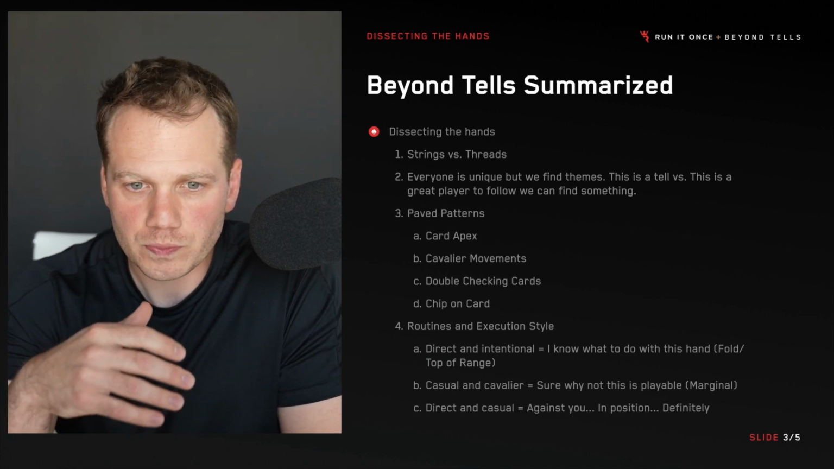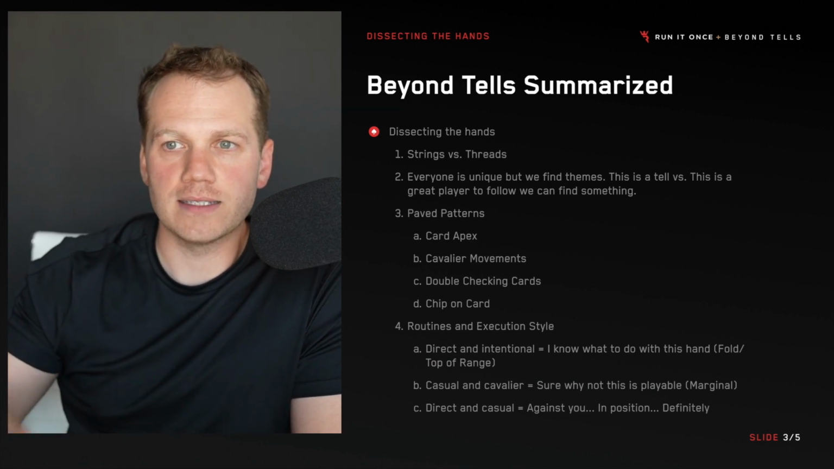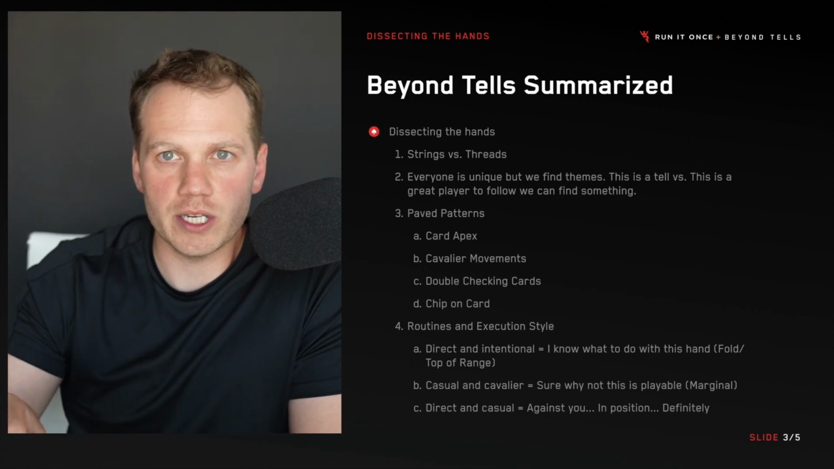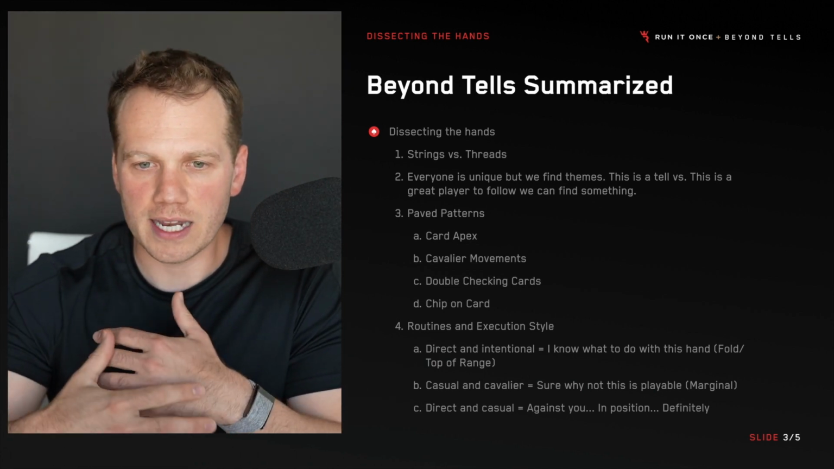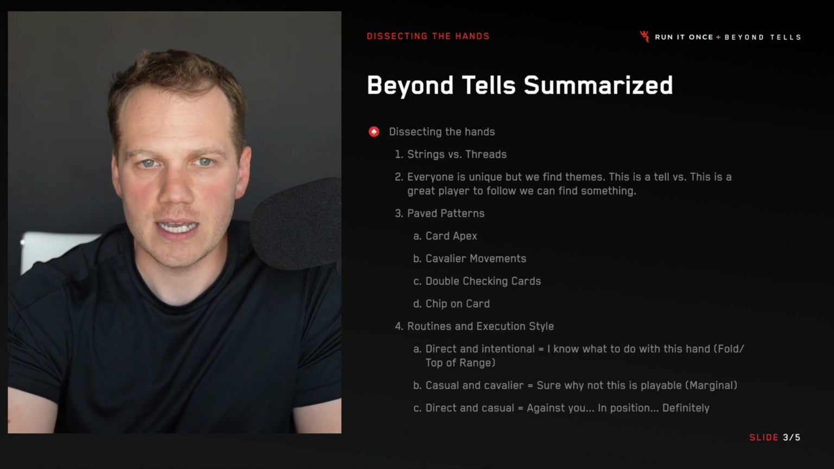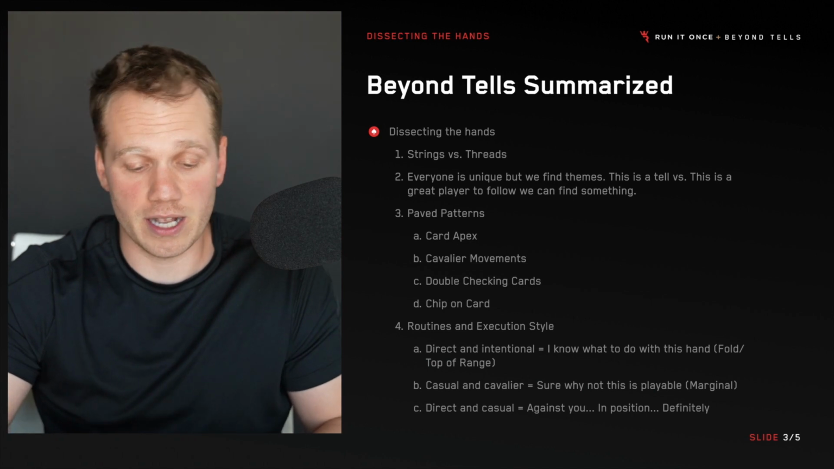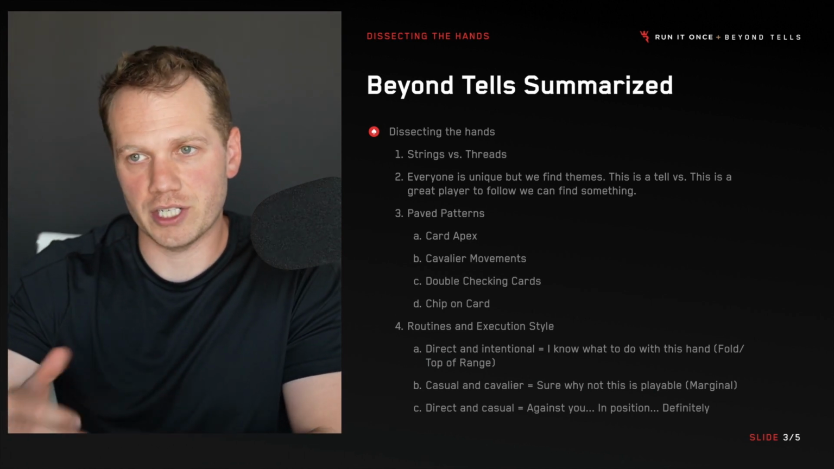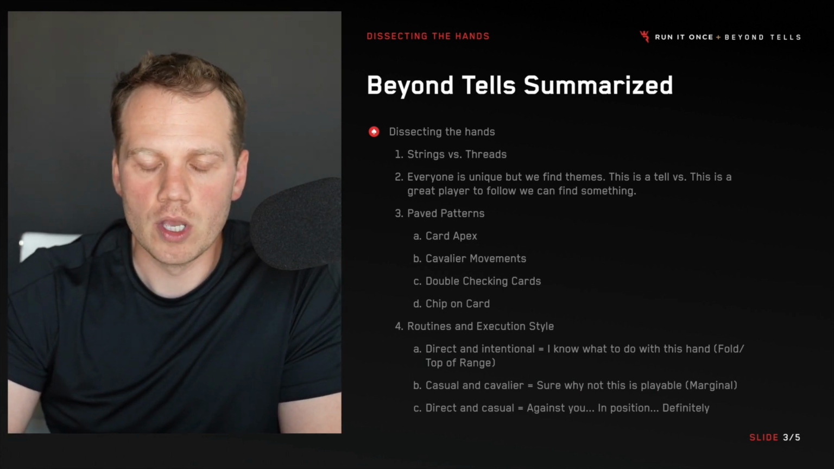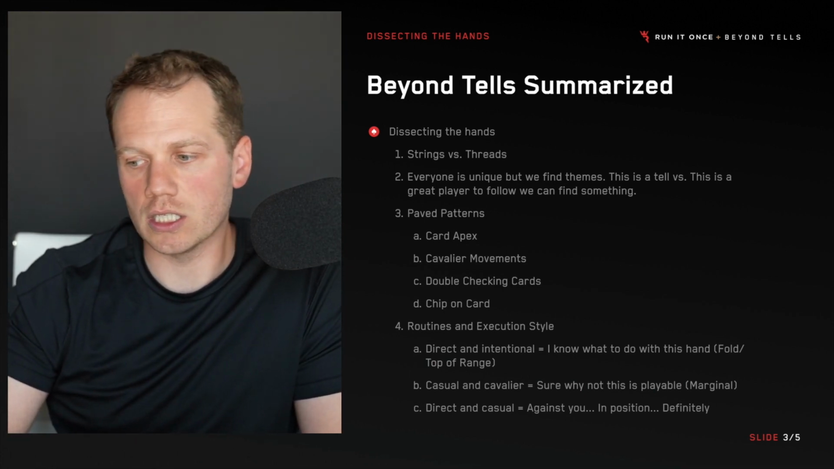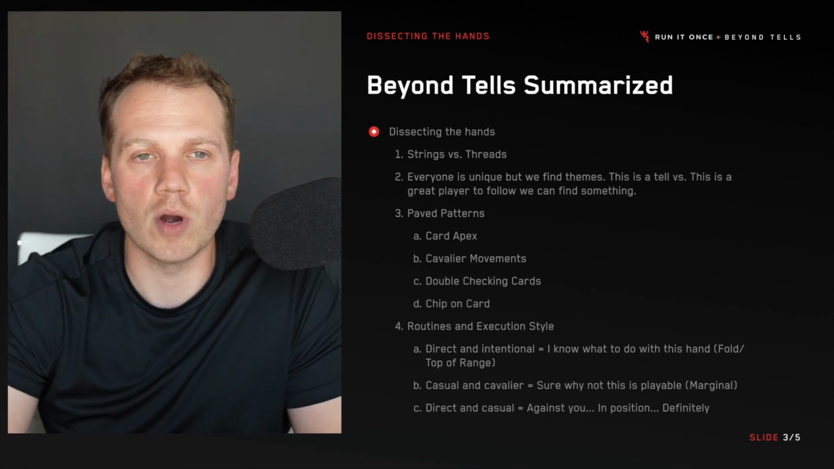So for example, you watch a player play in a distribution, and sometimes the way they check their cards and what they do immediately after is direct and intentional. It's sort of translating to, I know what to do with this hand. In a lot of player populations, you'll find that for the most part, when a player checks their hands, they're intentional. They're either folding or potentially they're top of range. And then you have casual and cavalier, where a player checks their cards, looks at the players around, like, yeah, sure, I could play this hand in this lineup, why not? And they marginally toss out a bet.